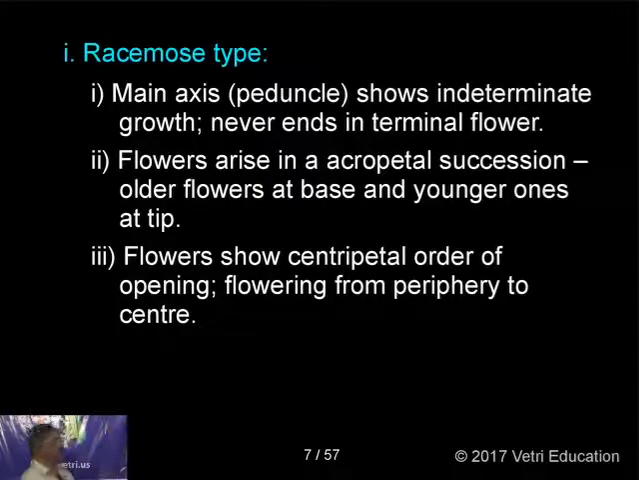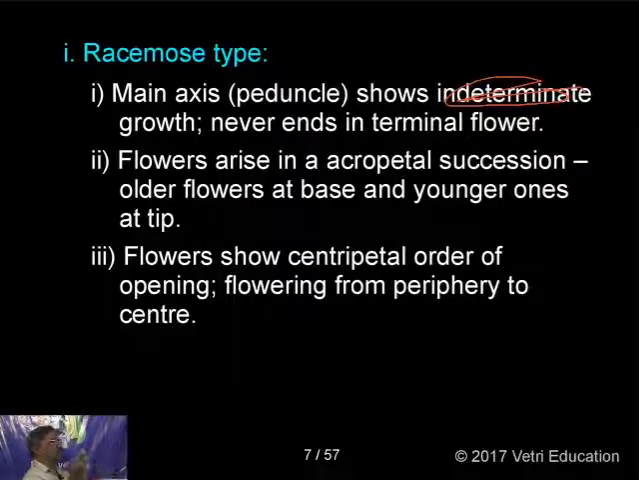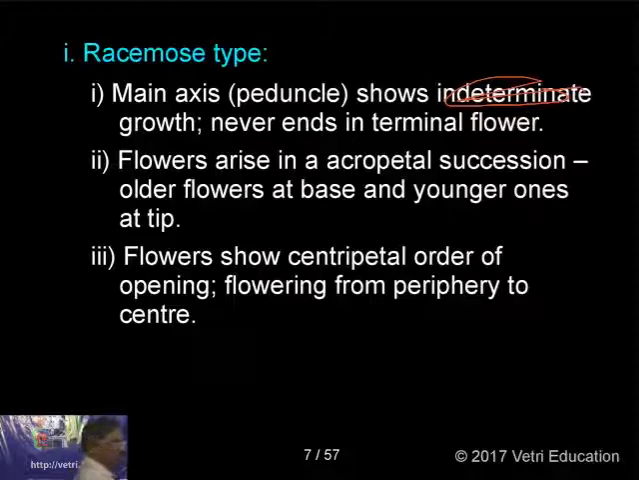Now, let us see the racemose inflorescence. You have to remember this. There are three main points to decide whether it is racemose or cymose. The first thing is, the main axis shows indefinite growth. Its growth is continuous and never ends in a terminal flower. The main branch, the peduncle, is continuously growing. Flowers arise in acropetal succession, that is, the older flowers at the base and young flowers towards the tip. That is called acropetal succession.